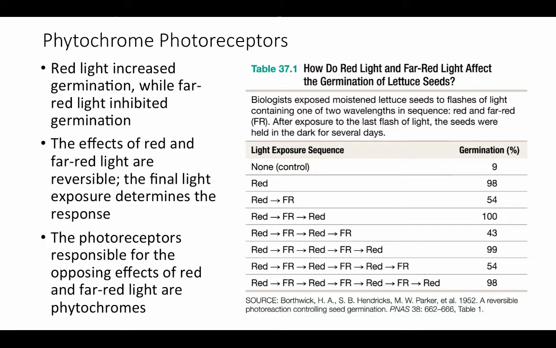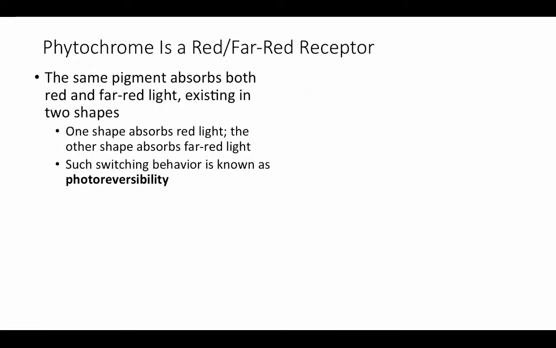And the photoreceptors responsible for the opposing effects of red and far red light are receptors called phytochromes. So phytochrome is a red, far red receptor, and the same pigment absorbs both red and far red light, existing in two alternate shapes. One shape absorbs red light, the other shape absorbs far red light only. And they'll switch between these two configurations depending on what light they were most recently exposed to. Such switching behavior is known as photoreversibility.